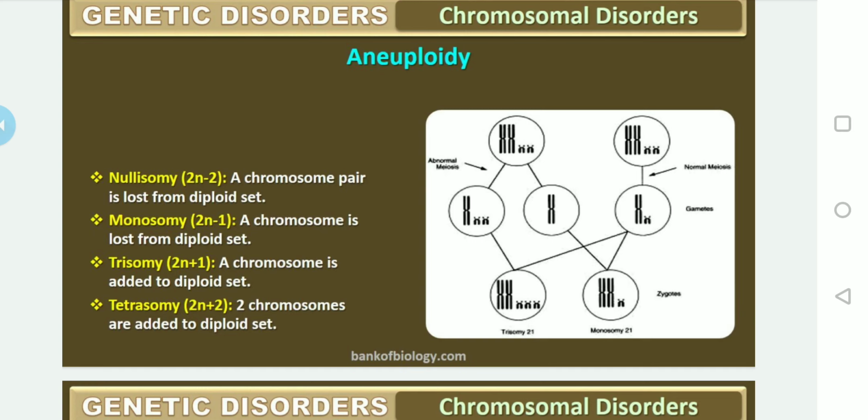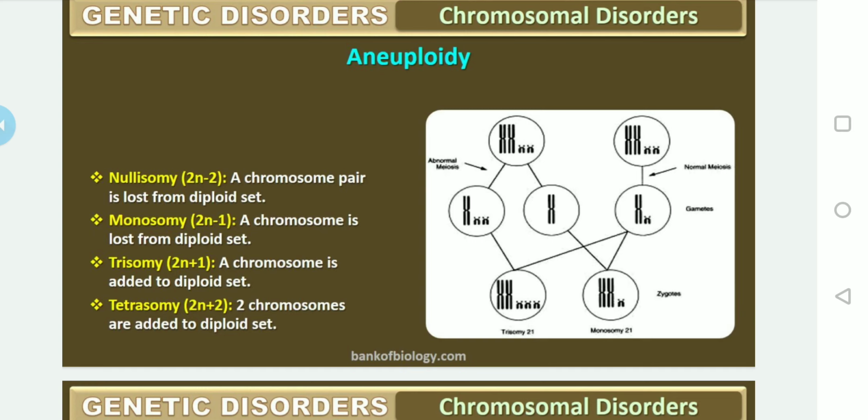So in case of nullisomy, 2n minus 2, a chromosome pair is lost from the diploid set. What about in case of monosomy? 2n minus 1, that is 46 minus 1, 45, a chromosome is lost from the diploid set. In trisomy, 2n plus 1, 46 plus 1, a chromosome is added to the diploid set. And the fourth one is tetrasomy, 2n plus 2, two chromosomes are added to the diploid set.